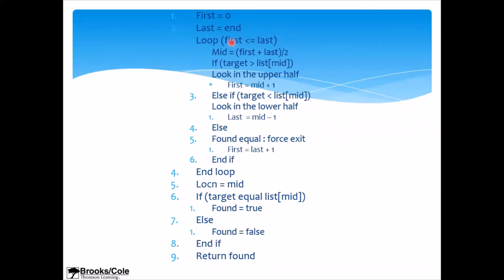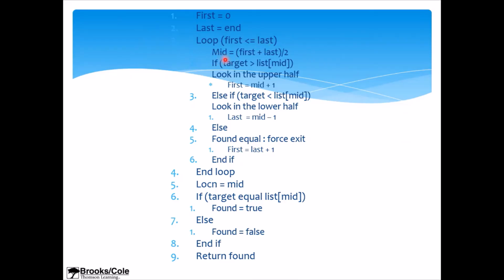As from the example, this is actually the algorithm of the binary searching. So we initialize the value of the first to 0, then last is equals to end. As mentioned a while ago, last is equals to size minus 1. Then we are going to make use of a loop, and we are going to test if the first position is less than or equals to the last position. If that is true, we get the mid element.